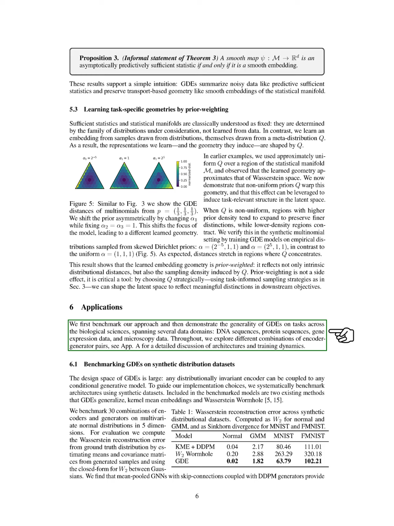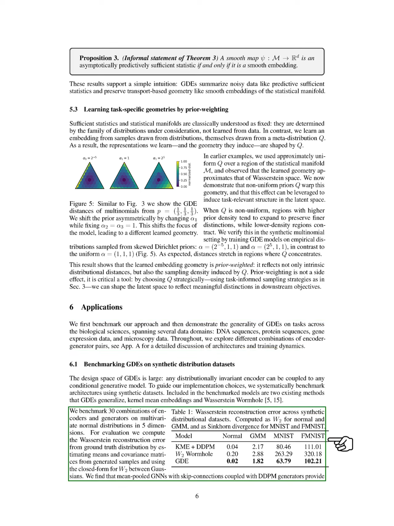Next, we benchmark our approach and demonstrate the versatility of GDEs across various biological science tasks, including DNA sequences, protein sequences, gene expression data, and microscopy data. We investigate different combinations of encoder-generator pairs, with a detailed discussion of architectures and training dynamics provided in the appendix. To benchmark GDEs on synthetic distribution datasets, we note that the design space for GDEs is extensive, allowing any distributionally invariant encoder to be paired with any conditional generative model. To inform our implementation choices, we systematically evaluate architectures using synthetic datasets. Our benchmarks include two existing methods that GDEs generalize: kernel mean embeddings and Wasserstein wormhole.